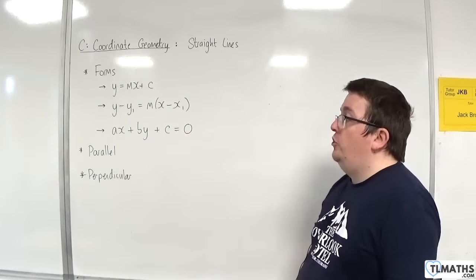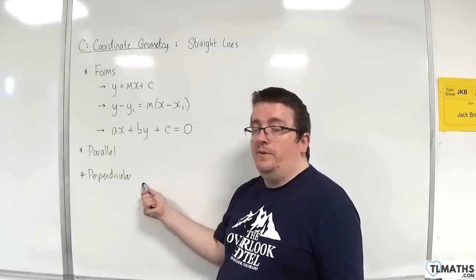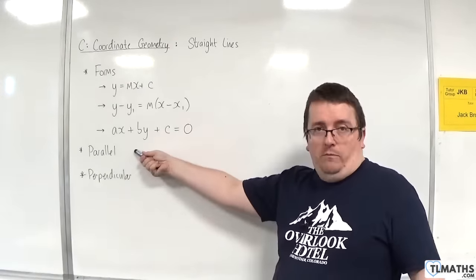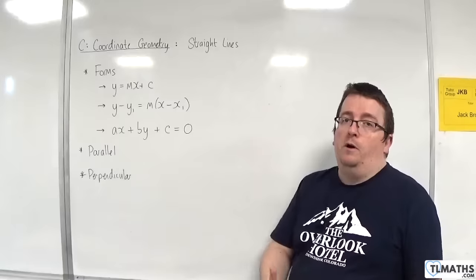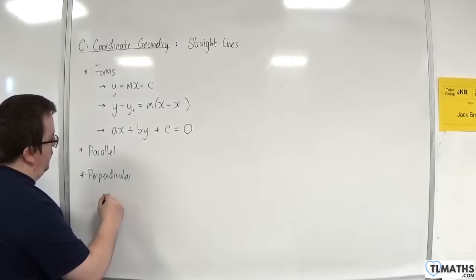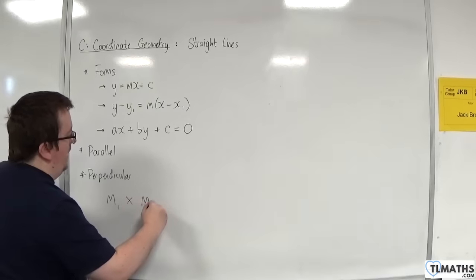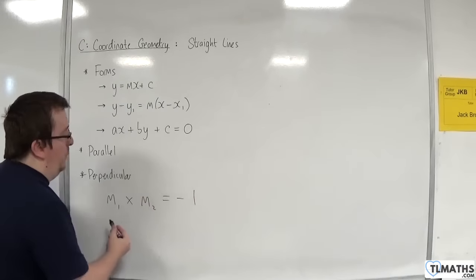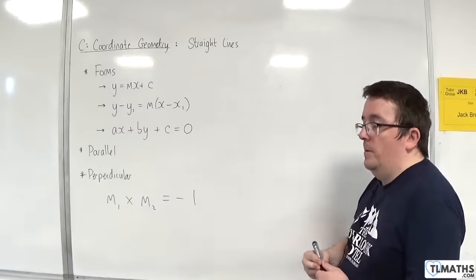Okay. You should also be able to recognise when two lines are parallel and when they are perpendicular. So they're parallel when they've got the same gradient. They're perpendicular if the gradients multiply together to make minus 1. So remember, if you've got one line has the gradient m1 and one line has the gradient m2, they should multiply to make minus 1. That is how you show that two lines are perpendicular.